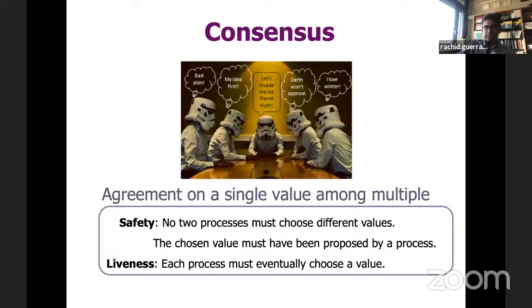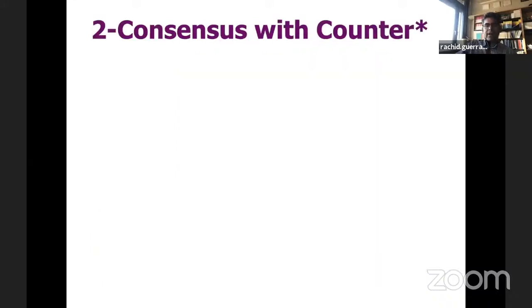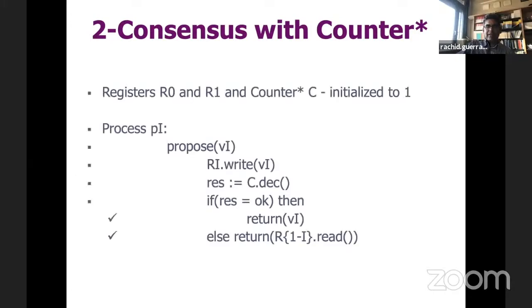I'm not going to recall what consensus is. I gathered from the previous talk that everybody knows what consensus is. If you have counter star, you can implement consensus, and again, this is very simple. I'm sure everybody will understand. How do I do that? Consensus is about proposing values, let's say integers, and deciding on a value. Every process who wants to solve the consensus problem with counter star proposes a value, writes the value in a register devoted to that process, and then accesses the counter.